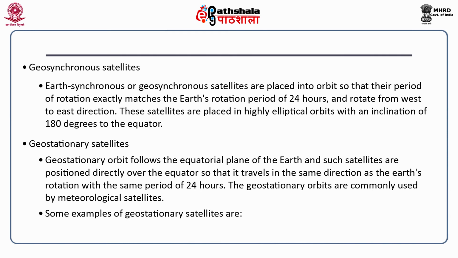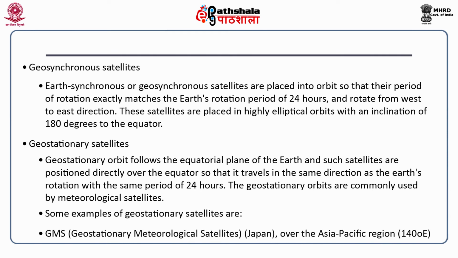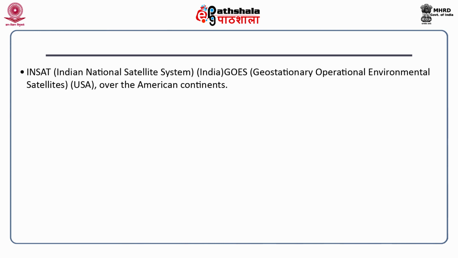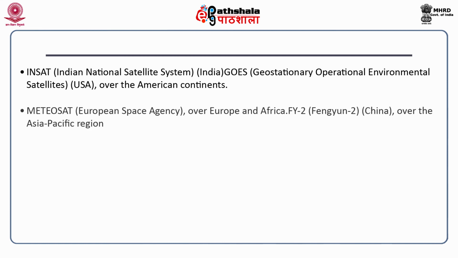Some examples include GMS, that is geostationary meteorological satellites of Japan over the Asia Pacific region of 140 degree east. Another example is INSAT, that is Indian National Satellite System of India. Other one is GOES, that is Geostationary Operational Environmental Satellite of USA, that is used for American continents. Other example is Meteosat, which is for European Space Agency and covers region over Europe and Africa. FY2 is for China and is used over the Asia Pacific region.